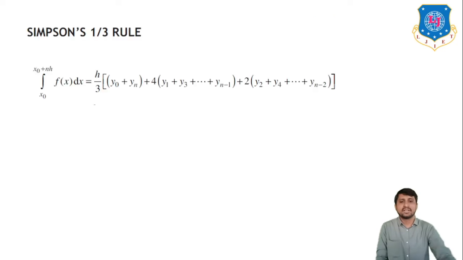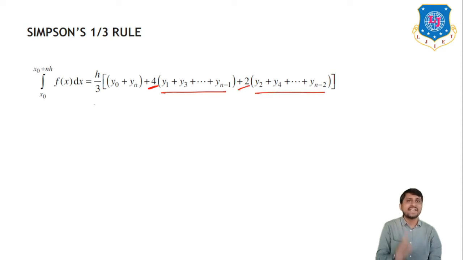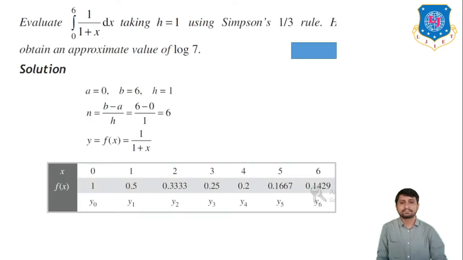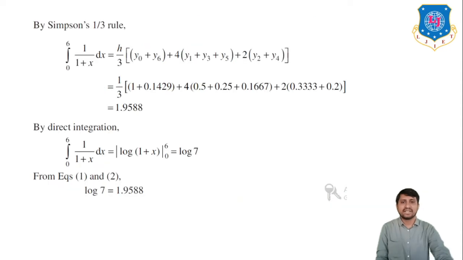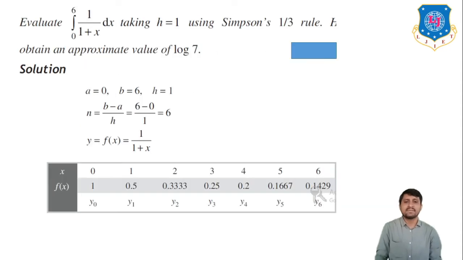Now, use this formula, Simpson's 1/3 rule: h by 3, y0 plus yn. So first entry and last entry first, plus 4 into all odd entries and plus 2 into all even entries. Make sure that each entry from the table of y is used only one time. That's very important.